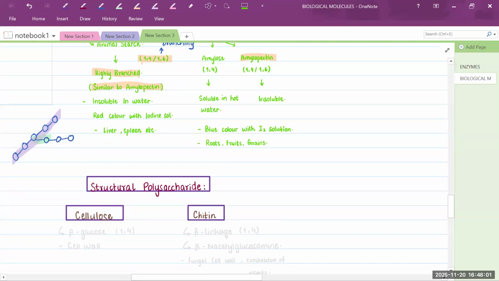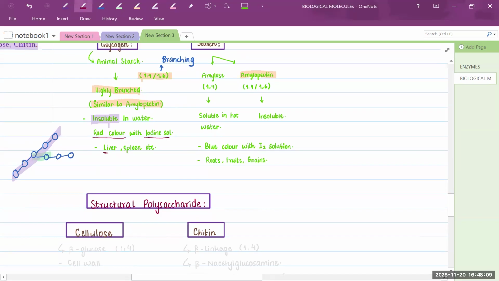It is insoluble in water and gives red color with iodine solution. You need to remember this: red color with iodine solution. Found in liver, spleen, and also muscles, etc. That's where glycogen is mostly found.